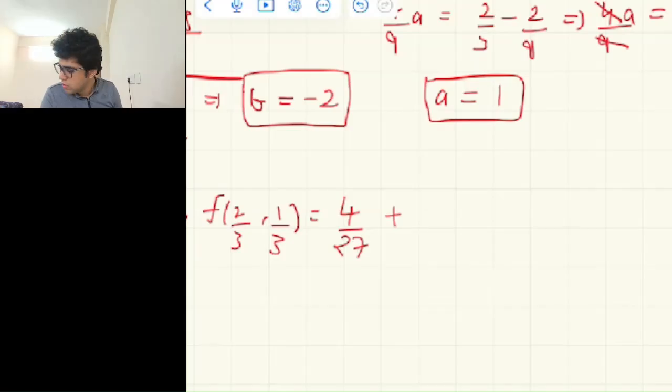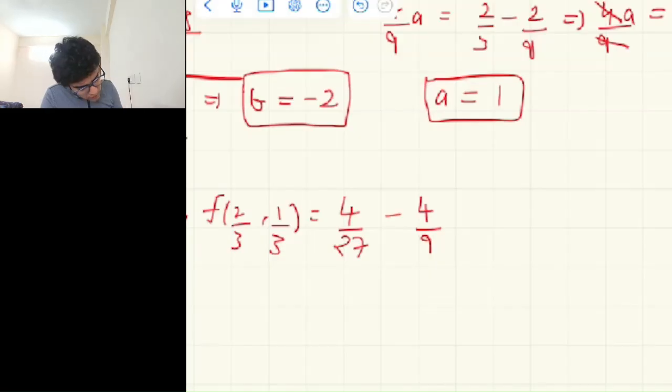And b was minus 2. bxy, so x was 2/3, y is 1/3, so 2/9. And b was minus 2, so minus 4/9. Minus 4/9. Yes.